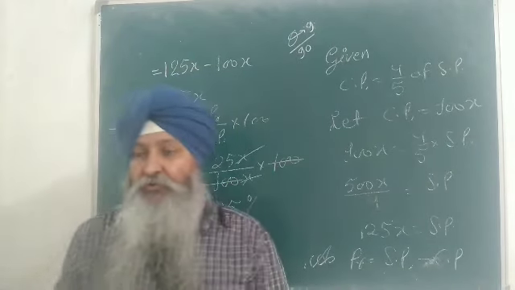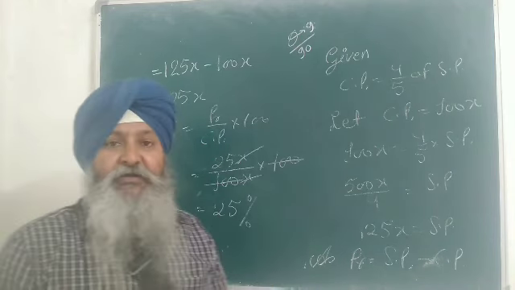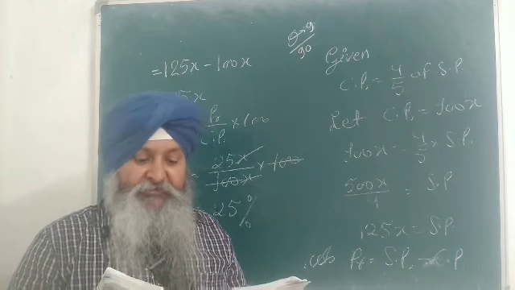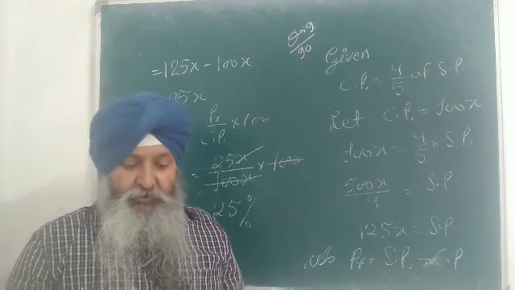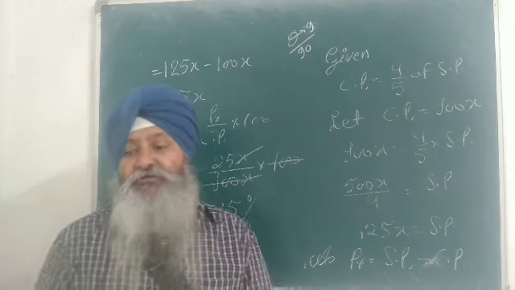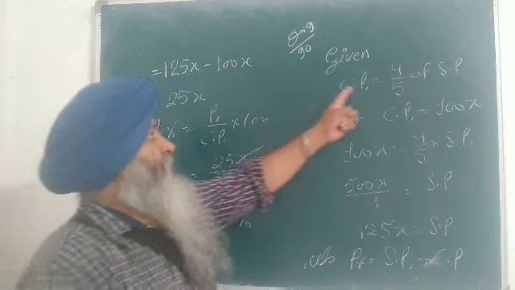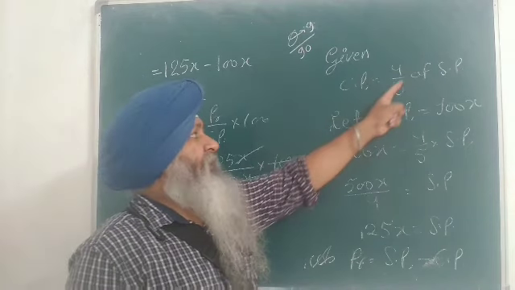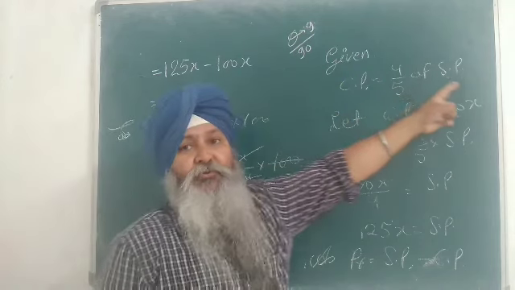Now, my dear student, now we are on question number 9. Question number 9 states that the cost price of an article is 4/5 times the selling price. They are asking what is the gain or loss percent. So simply, what they have given is that cost price is 4/5 times SP. Neither do I know CP nor do I know SP.